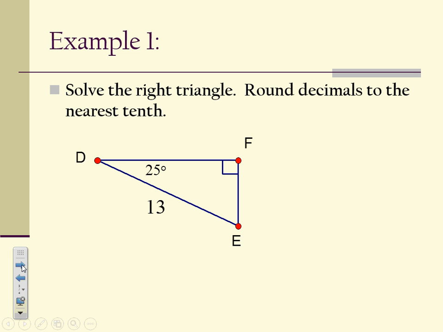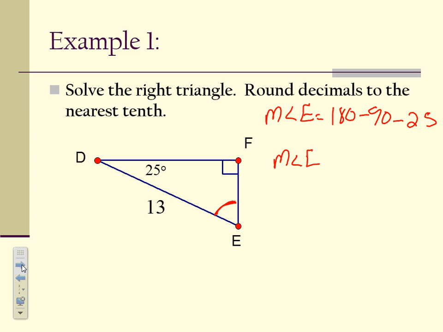So example number 1. We have to solve the right triangle, rounding decimals to the nearest tenth. Okay, so first thing, if we look at this, we know 2 angles. We can find that third angle right here because we know a triangle has to add up to 180. So if we want to find the measure of angle E, we're just going to take 180 minus 90 minus 25. So the measure of angle E equals 65 degrees.